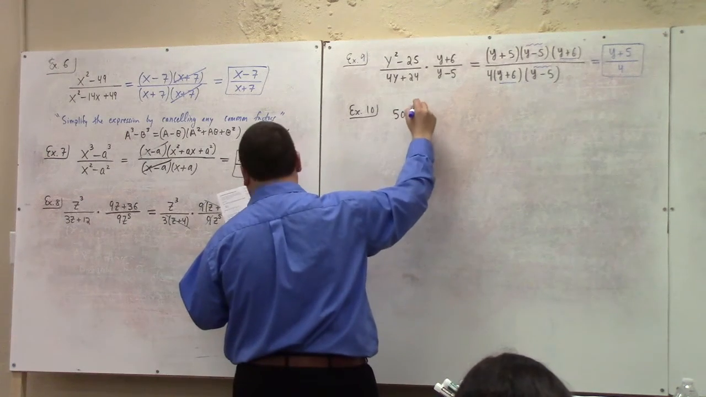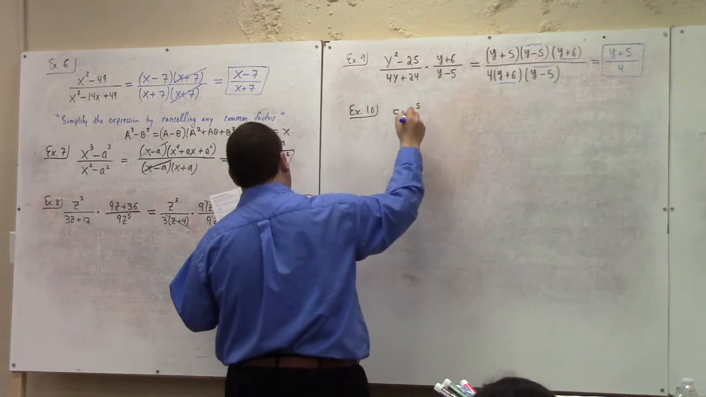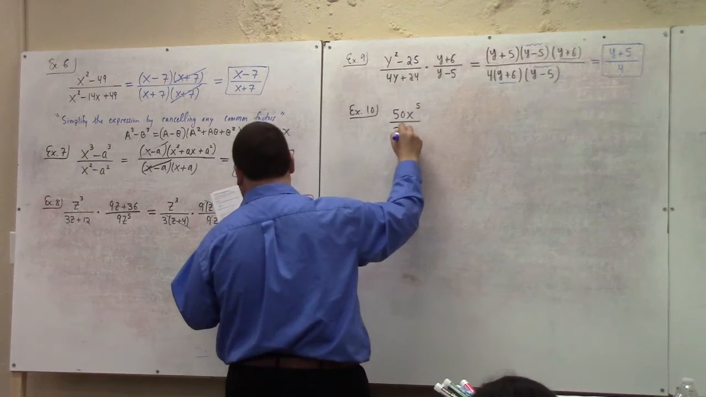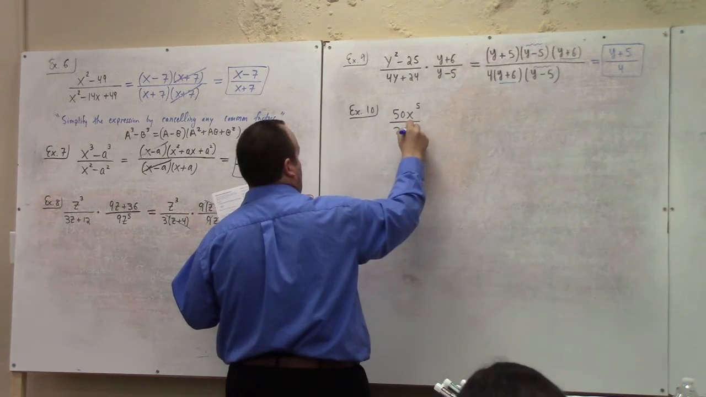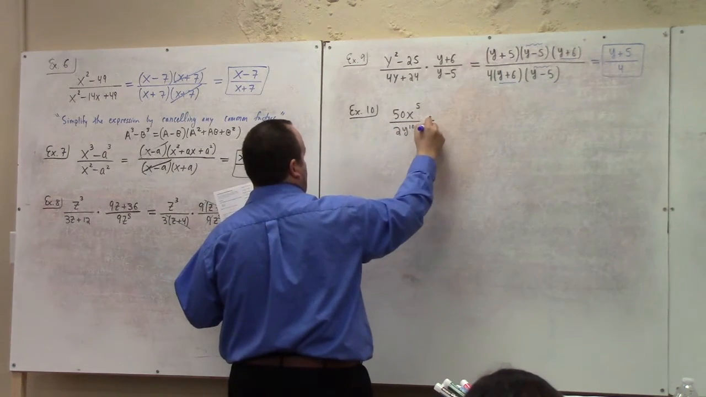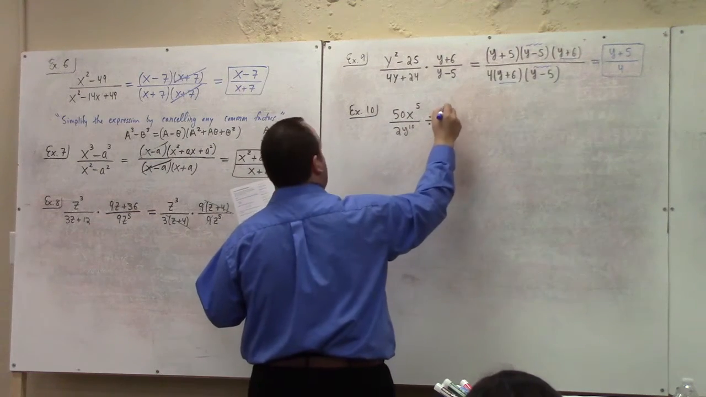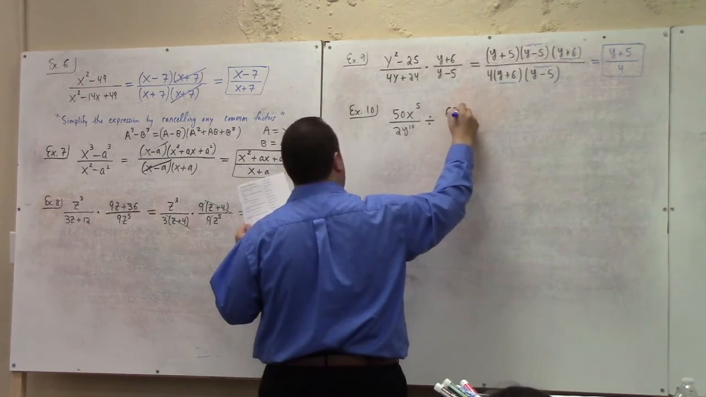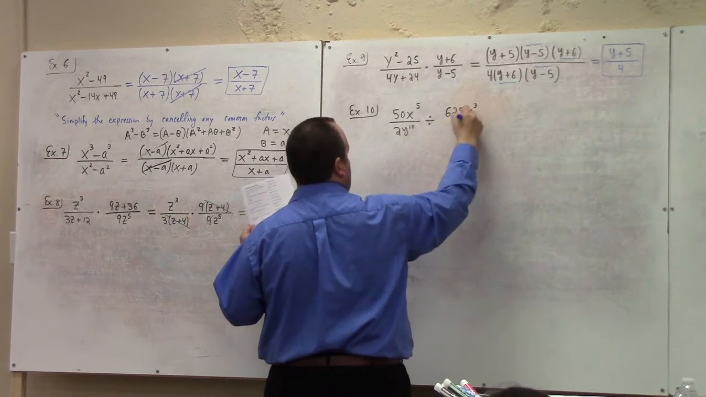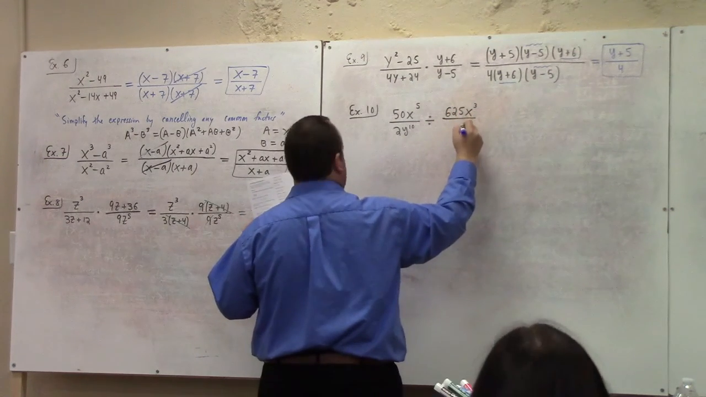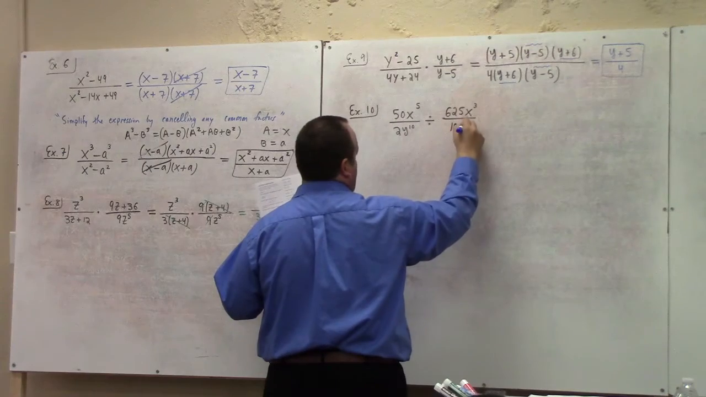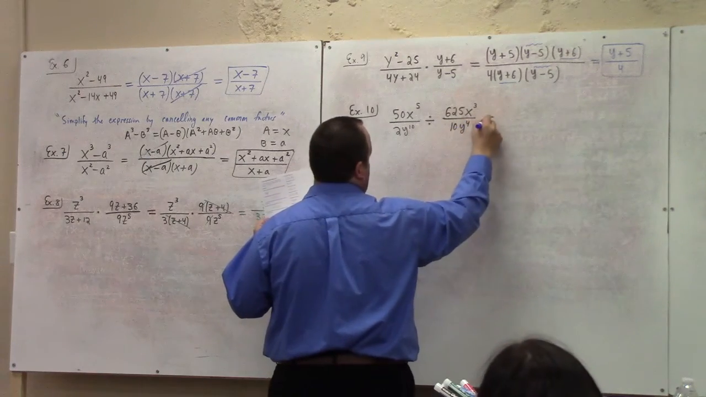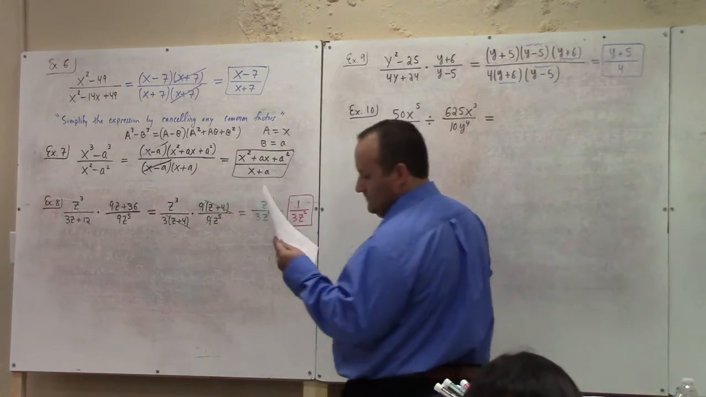x to the 5th divided by 2 times y to the 10th power, and that's being divided by 625 x cubed divided by 10y to the 4th. All right.